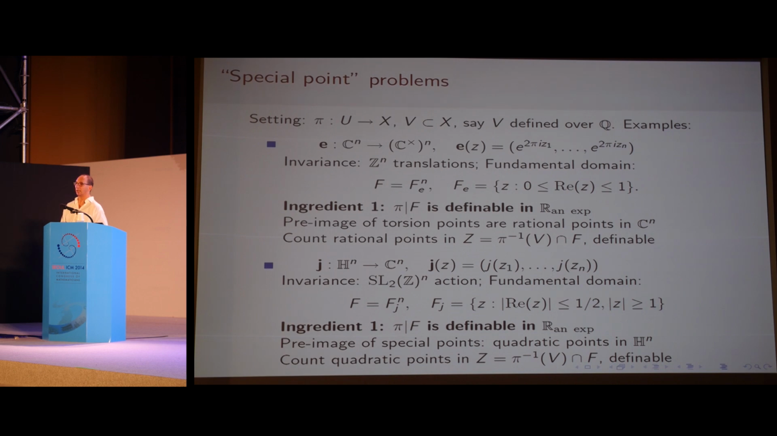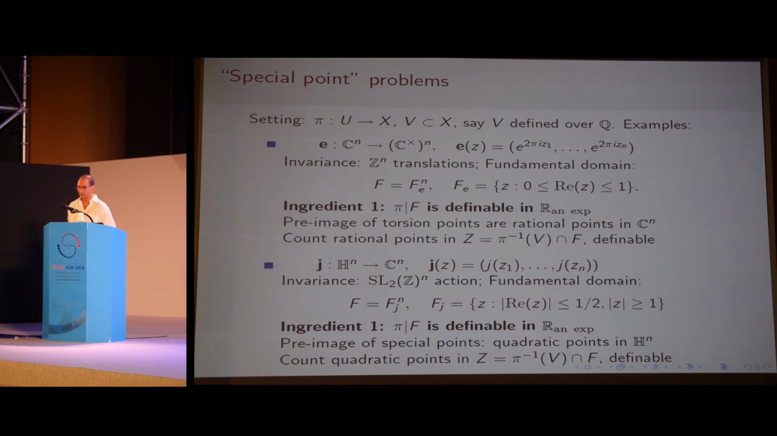Now, the full graph of complex exponentiation, considered as a subset of R to the fourth under the identification of C with R squared by real and imaginary parts, say, is not definable in any O-minimal structure due to its periodicity. And the same holds for the full graph of the j function due to its invariance under the modular group. But in both cases, the restriction of the map to a fundamental domain for the action by Z to the n, or SL2(Z) to the n, is definable in an O-minimal structure. That's the structure which is called R_an,exp.